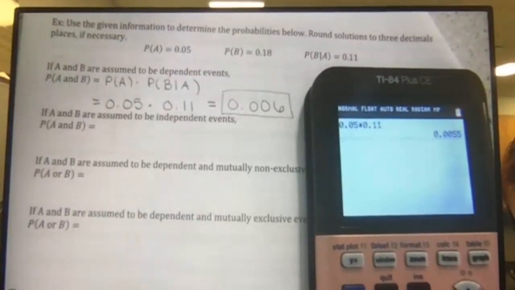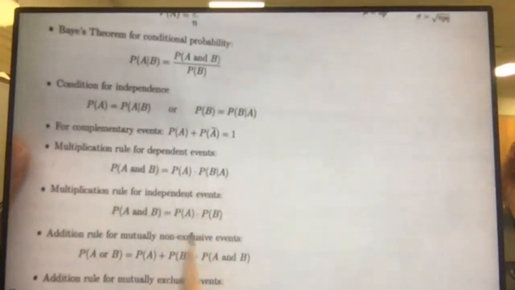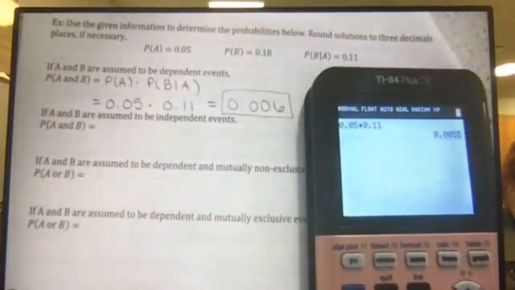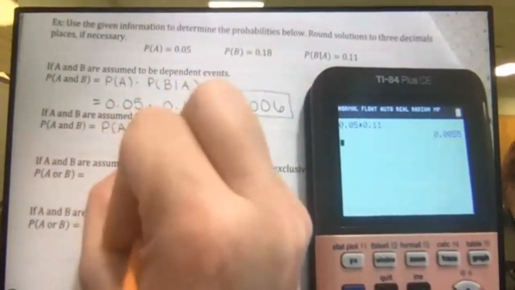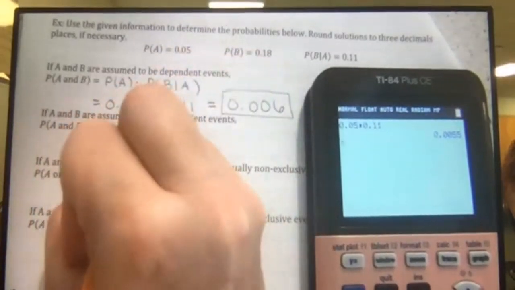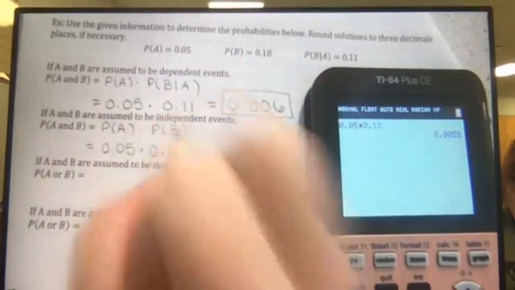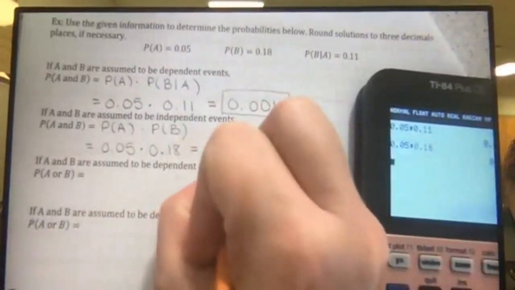Next, if A and B are assumed to be independent, find probability of A and B. So going back to our formula sheet, A and B for independent events. So just probability of A times just the probability of B. So probability of A times the probability of B. So A we know is 0.05 times B we know is 0.18. 0.05 times 0.18, and we get 0.009, no rounding.